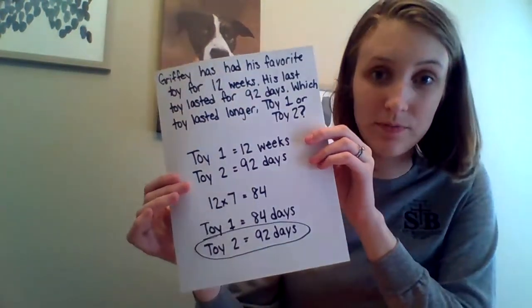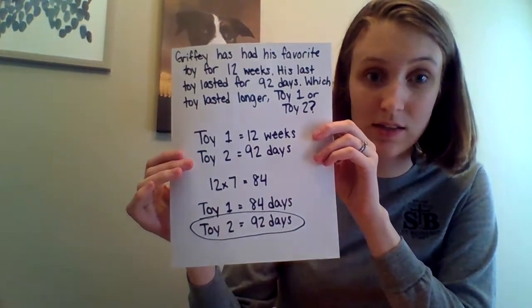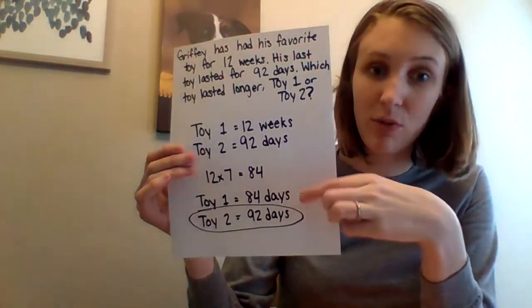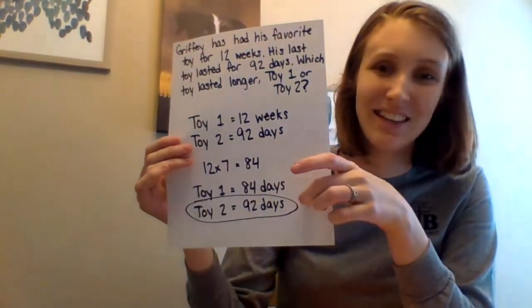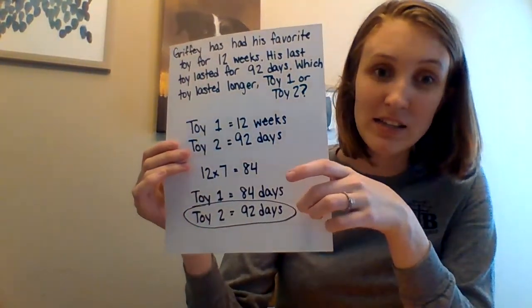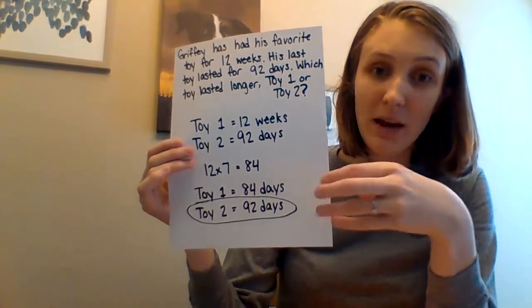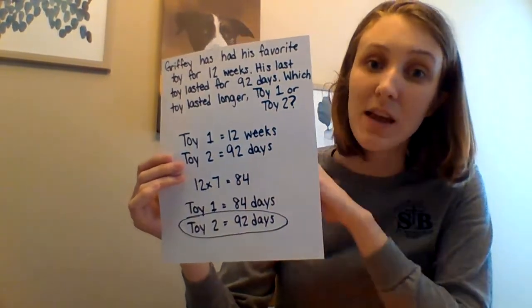You should have circled toy 2. That lasted 92 days. Notice how much easier it is once you have them in the same unit. If we have these both as days, it's going to be a lot easier. It's going to make a lot more sense. So get them into the same unit.